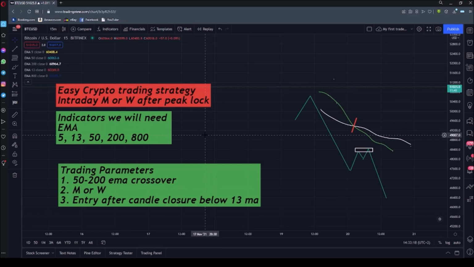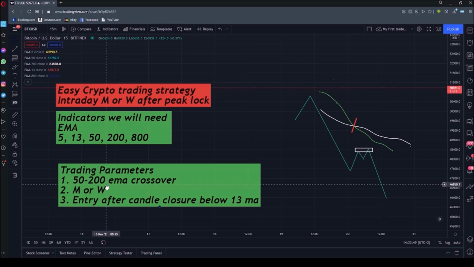The indicators that we will need in this particular strategy are the 5, 13, 50, 200 and 800 exponential moving averages applied to close. The trading parameters are very simple, so anyone can follow them. The first thing that you need to see is a 50-200 EMA crossover. If you would like to take notes, you may start right now. So we need to see a 50-200 EMA crossover.